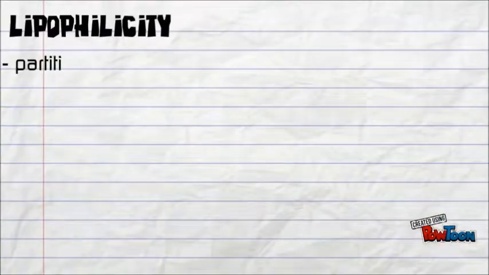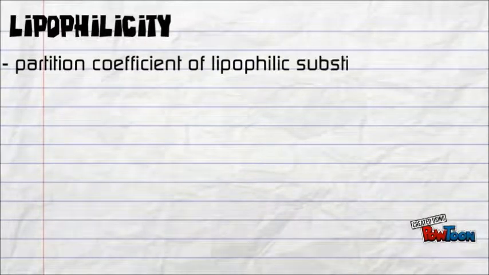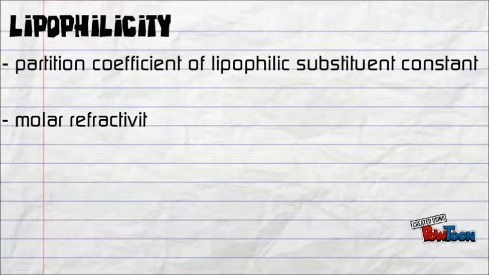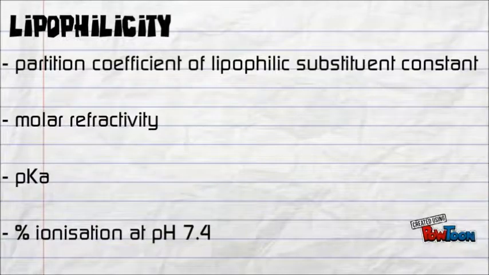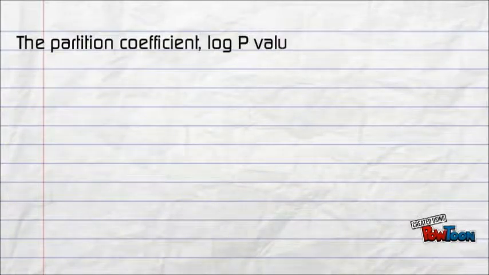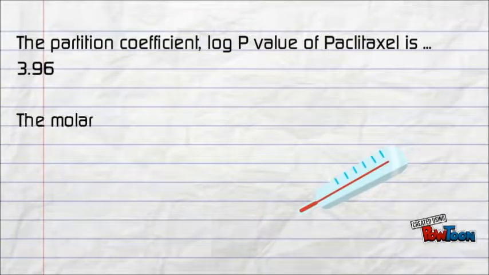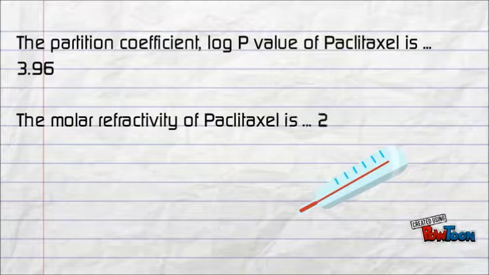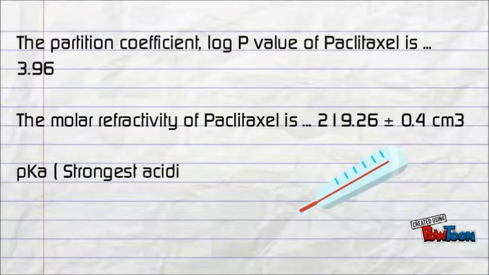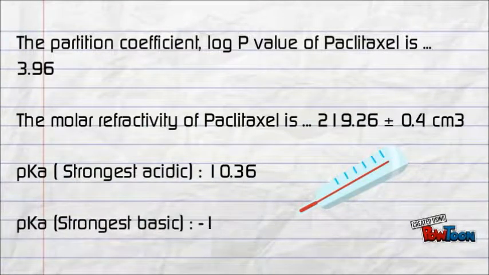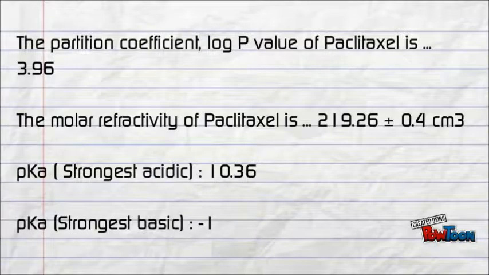Now it's for lipophilicity part. Lipophilicity included all the 4 points: log P, molar refractivity, pKa, and percent ionization at pH 7.4. The log P is 3.96, molar refractivity is 219.26 plus minus 0.4 cm3, pKa at strongest acidic 10.36 and pKa at strongest basic is -1.